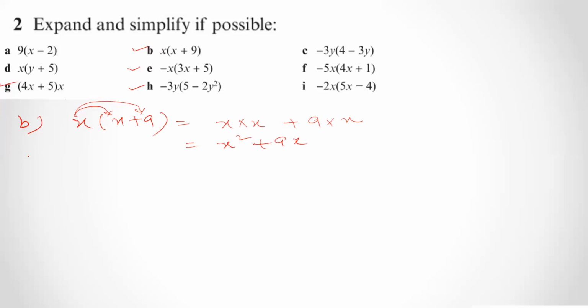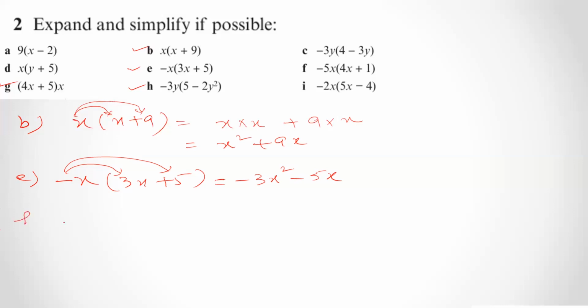Okay. Now E part. E part states minus x, negative x, 3x plus 5. So first of all, you multiply the whole negative x with 3x, and then we multiply this negative x with 5. So you got here minus 3x square minus 5x. I think this is an easier one than the previous ones. Then let me know if you find it easy or not, okay?